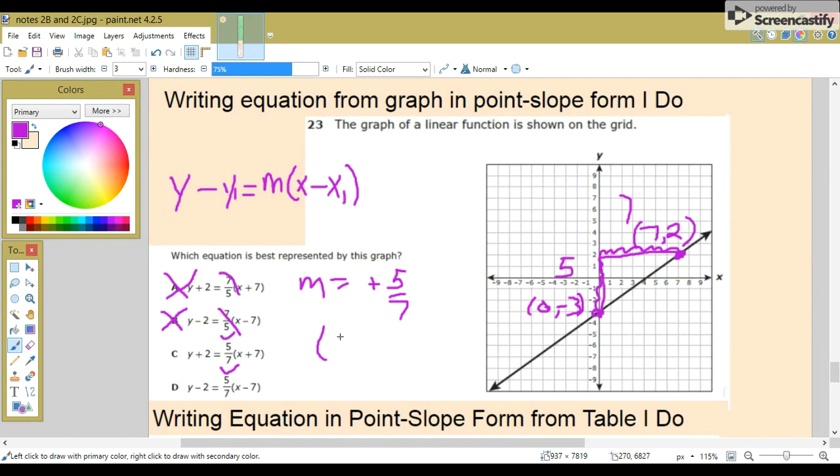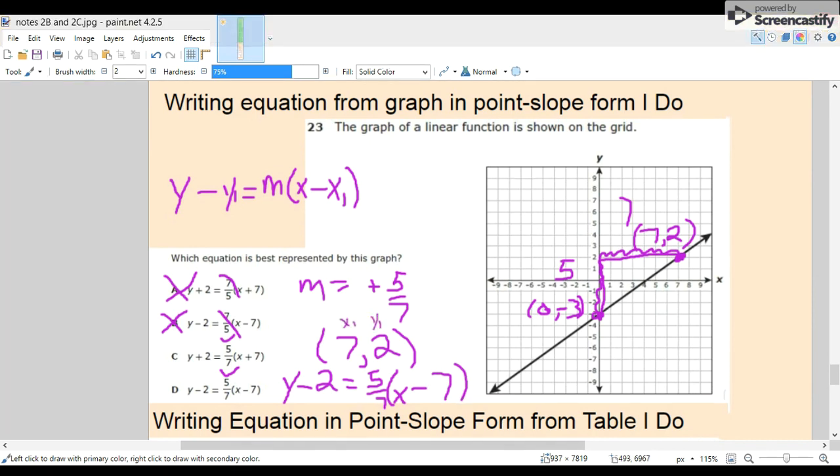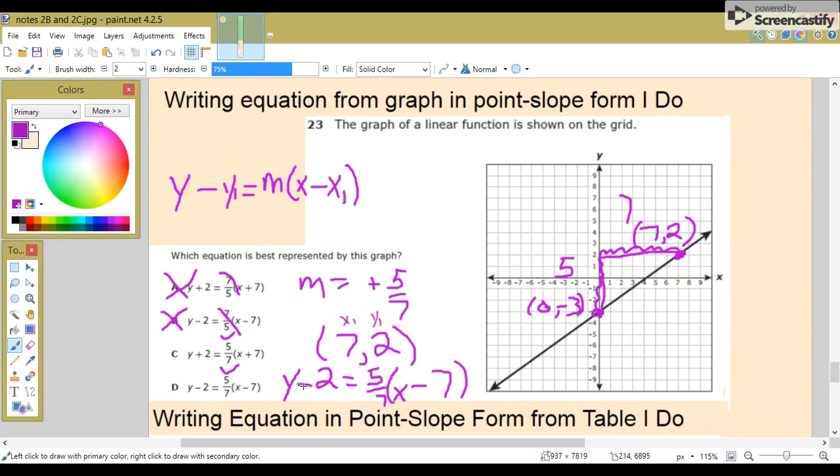Our point is (7, 2). So if we plug that into our point slope formula, we have y minus y1, which is 2, equals m, which is 5/7, times x minus 7. Let's see which ones match those answer choices. This doesn't, and this doesn't. The negative 2 matches, the negative 7 matches. So our answer would be D.